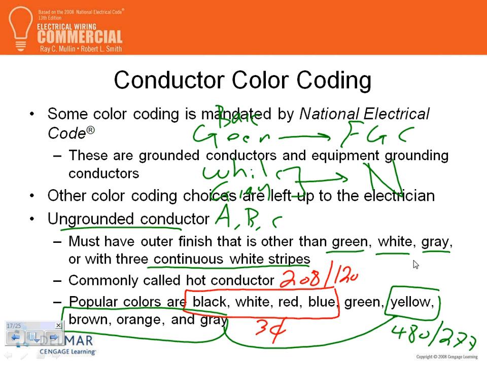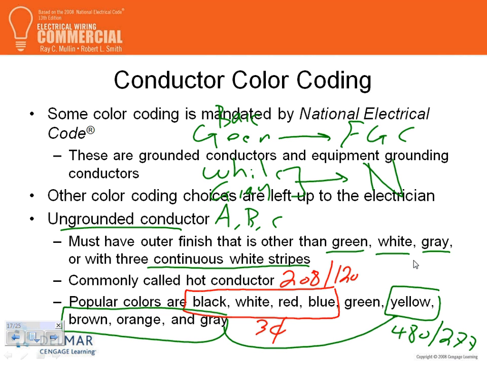The neutral of a 208 system is commonly white. The neutral of a 480 system is commonly gray. This is on a test, so please keep this one in mind if you don't want to remember everything. It's not code, it's commonly industry standard.